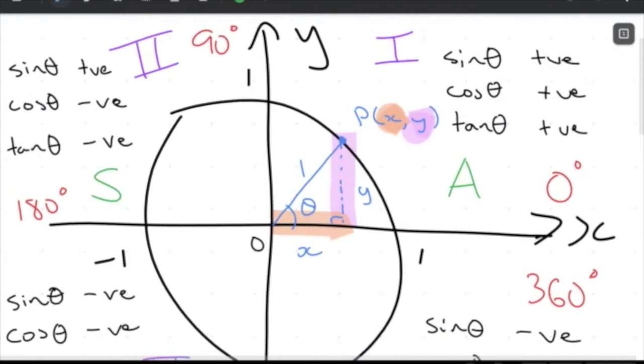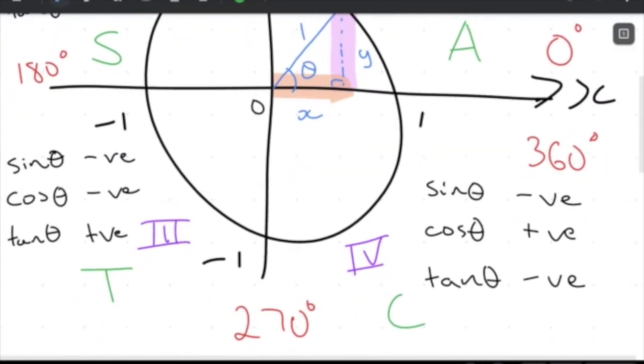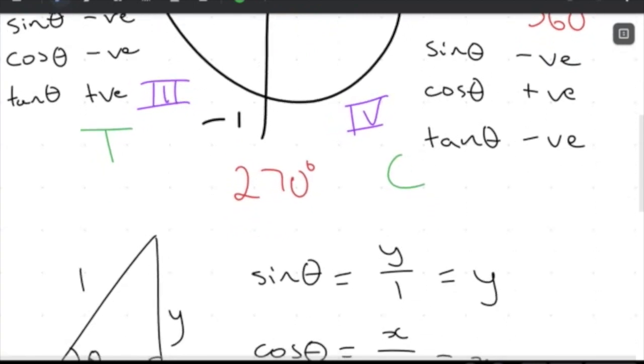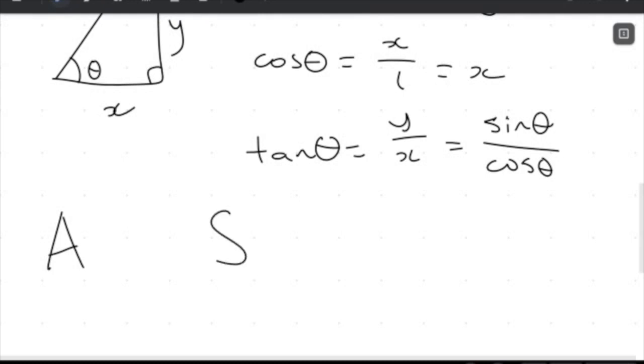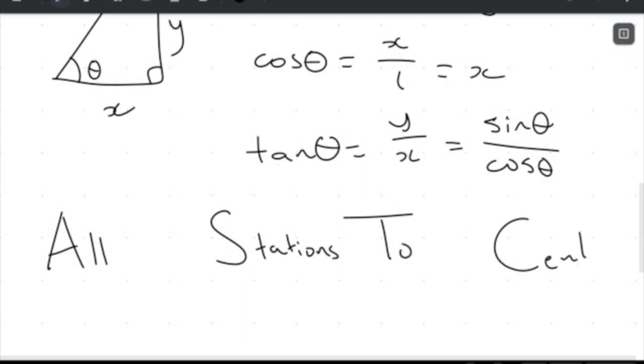So I can remember this ASTC idea as we go up in quadrants to remember which of the trig ratios is positive where. Now, when I was in school, we had this little thing here with ASTC. Because I'm from Sydney, Australia, we have a famous train station called Central Station. The way we remembered this was with this little mnemonic, all stations to Central.